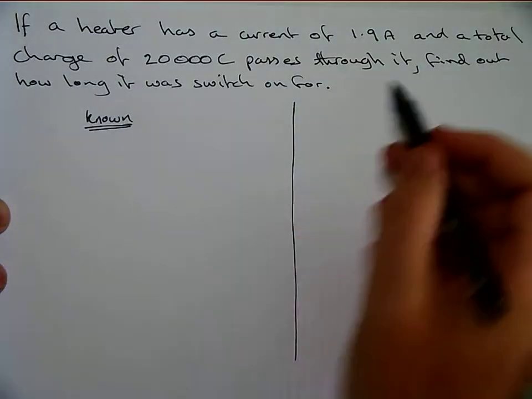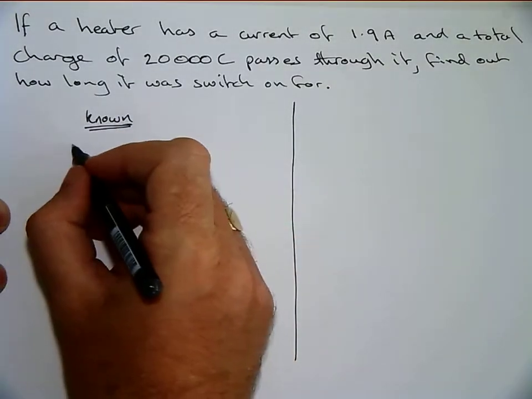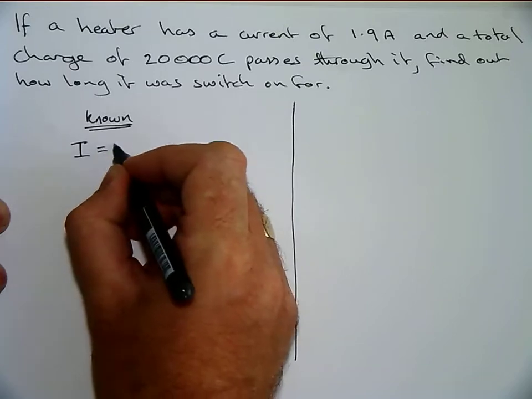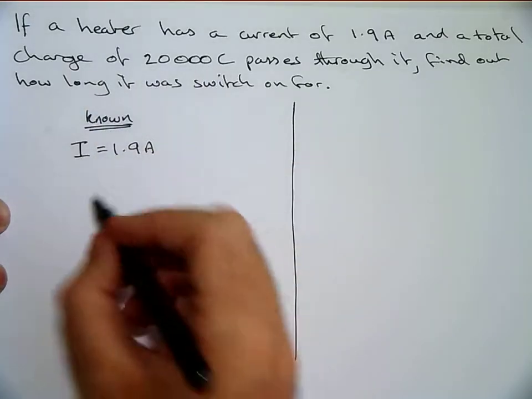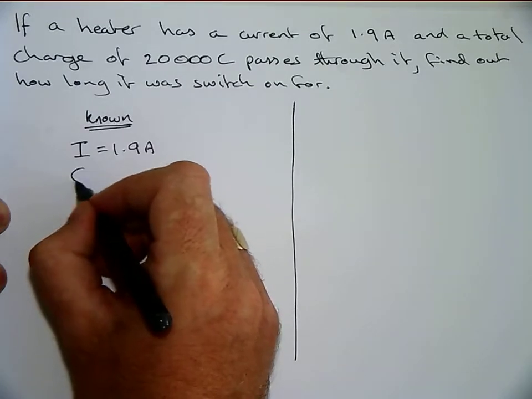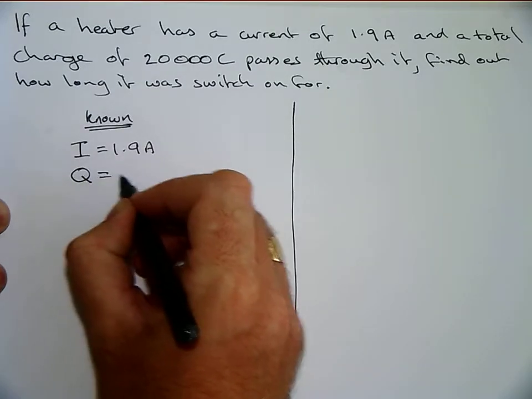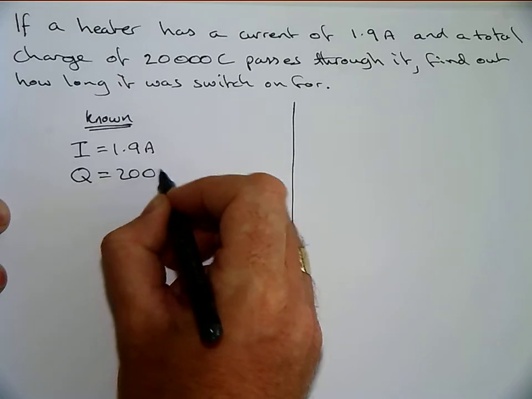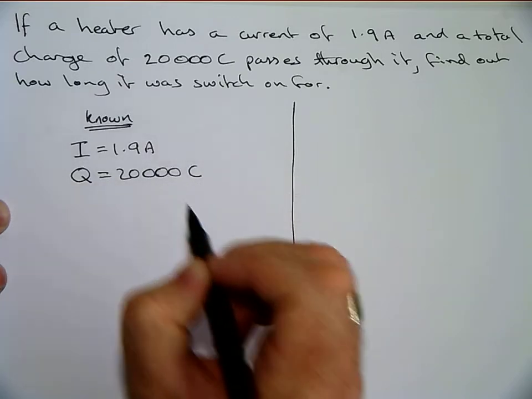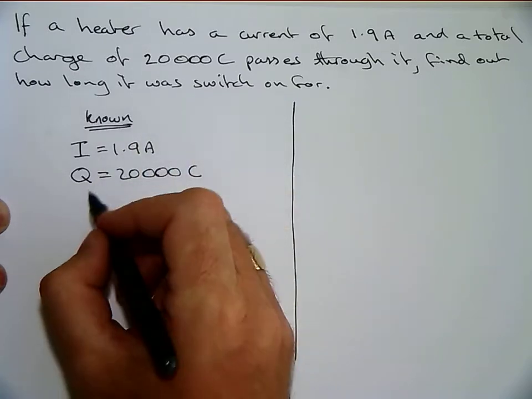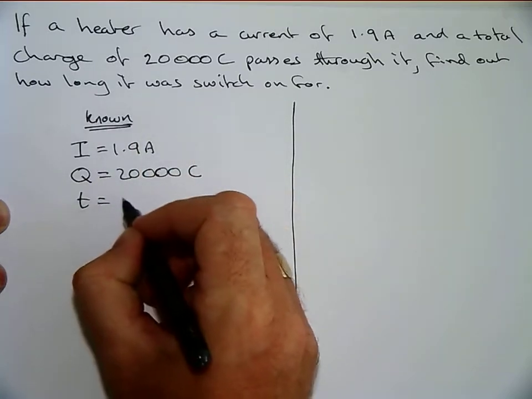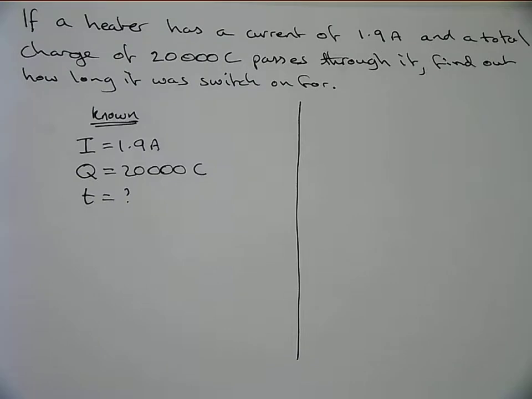So we know that it's got a current of 1.9 amps, so that's capital I for current is 1.9 amps, and the charge is 20,000 coulombs, so the charge is a symbol Q, and so it's 20,000 capital C for coulombs, and we are required to find out how long it was switched on for. That's the time, lowercase t, that gets the question mark.